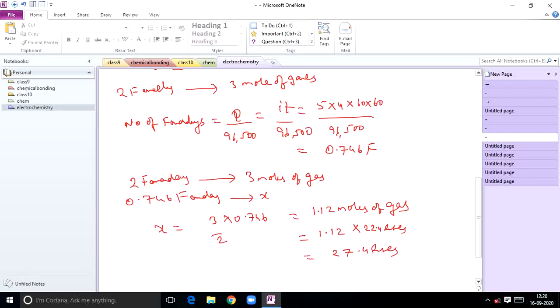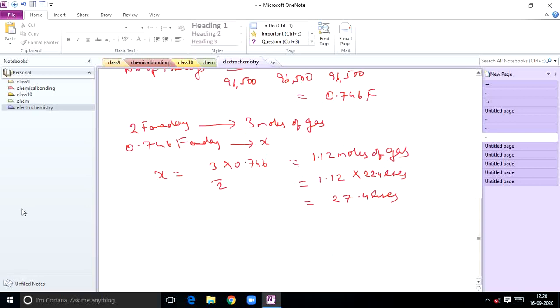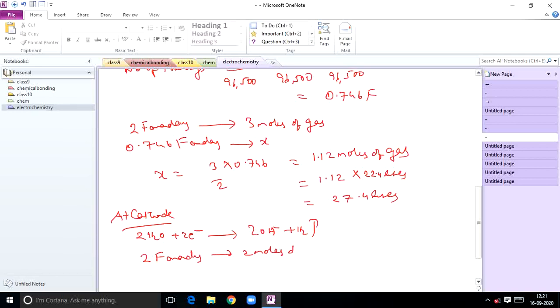That is the volume. Next, at cathode, till now we have calculated at anode. Now at cathode, which gas is liberated at cathode during Kolbe's electrolysis? Hydrogen gas is liberated, right? So from this equation, 2 Faraday, 2 moles of electrons will give 2 moles of hydroxyl ions, 2 moles of OH minus ions.